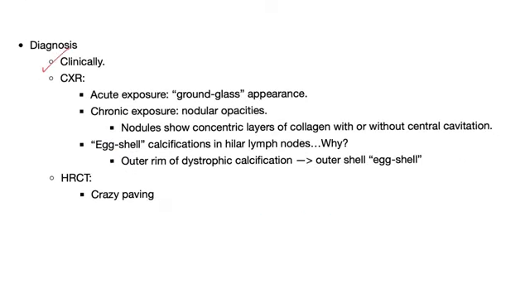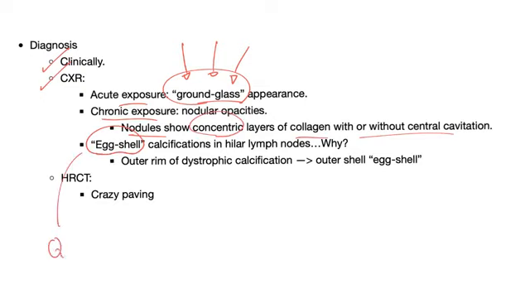Diagnosis of silicosis clinically: chest x-ray, acute exposure, you find ground glass. Again, we will repeat this phrase a bazillion times in restrictive lung disease. Chronic exposure will lead to nodules showing concentric layers of collagen with or without central cavitation. Eggshell calcification, you know why? Because these are rocks. You'll find rocks in your hilar lymph nodes.